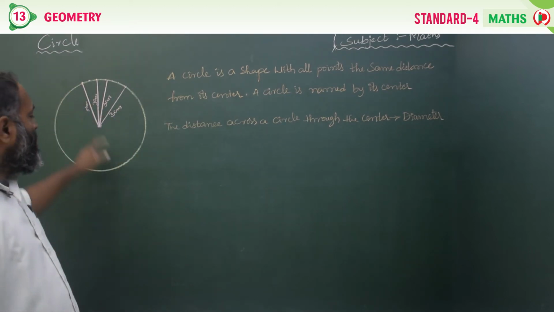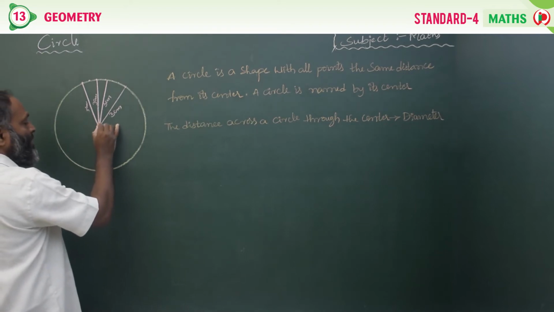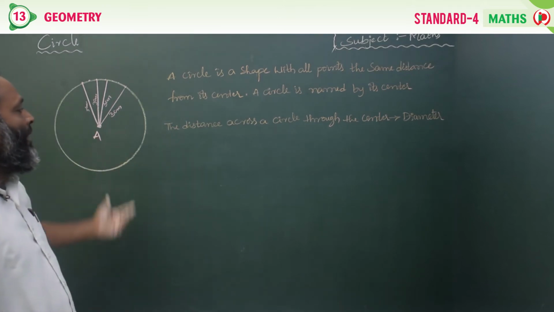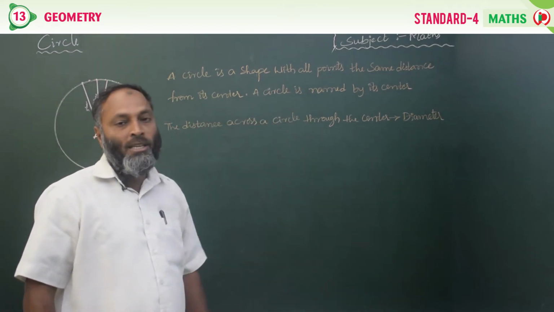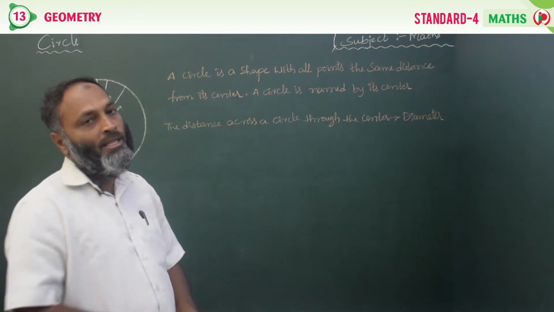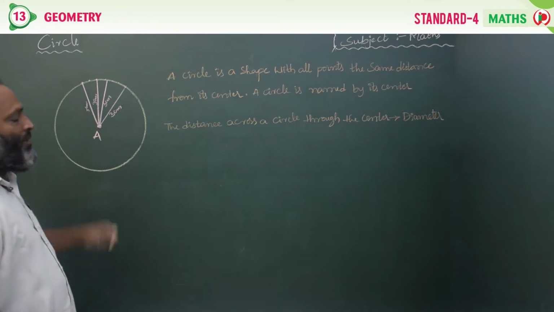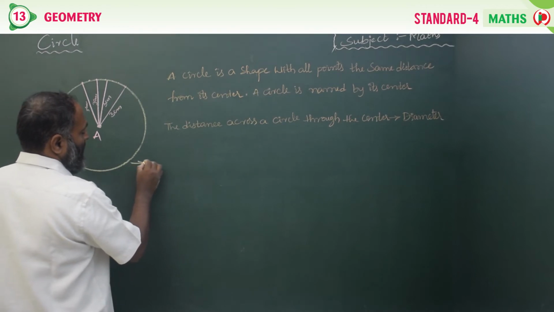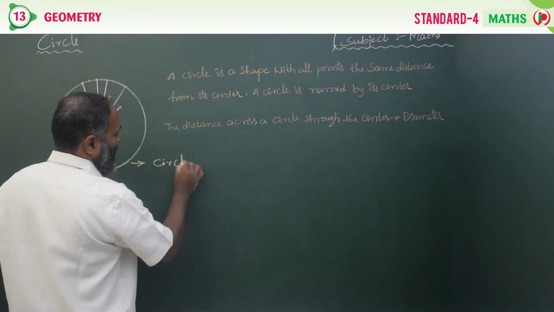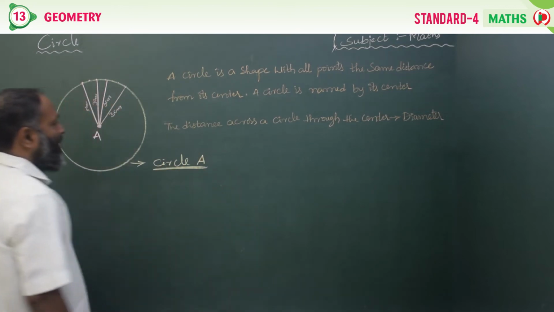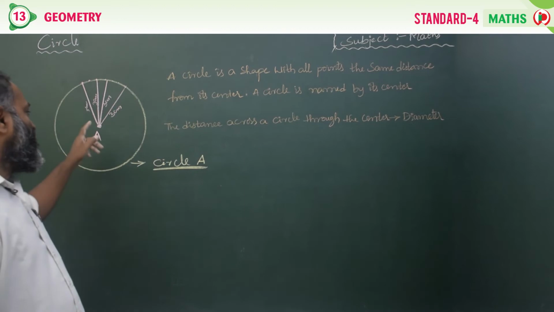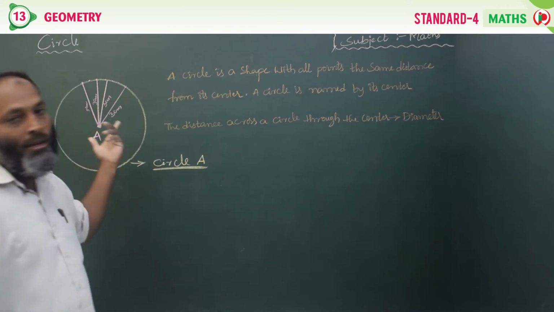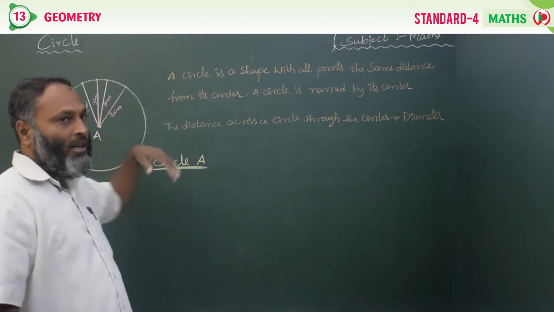Okay. Now the circle. Suppose this is the center. If we represent the center as A, how can we name the circle? A circle is named by its center. Here the name of the center is A, so we read this as circle A. If the center name is P, then circle P. If the center name is R, then circle R.